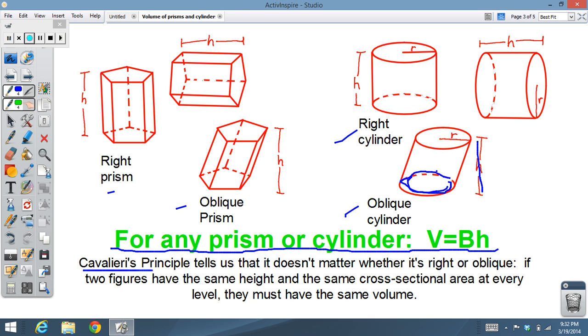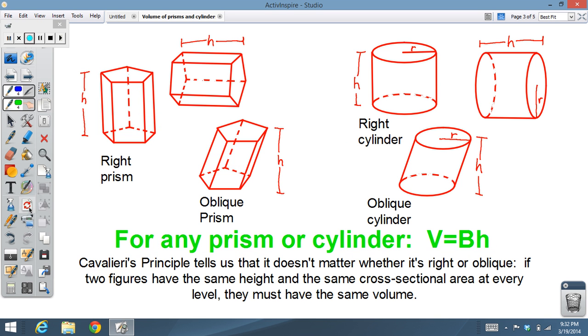You may read a little bit about Cavalieri's Principle. Not a big deal. All it's telling you is that if two objects have the same height and the same cross-sectional area at every level, whether right or oblique, they're going to have the same volume. Simply put, any way you look at it, area of the base times the height is going to equal your volume. No matter what it is, base times height.